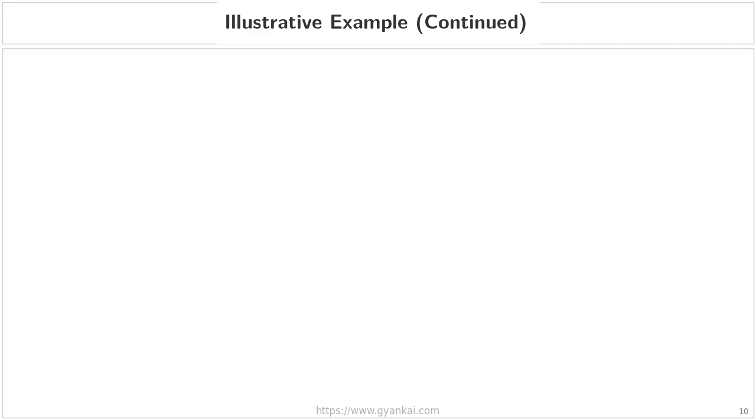Illustrative example, continued. First, we start with step 1. We will assume the opposite of what we want to prove. So, let's assume that 3 times the square root of 2 is a rational number.